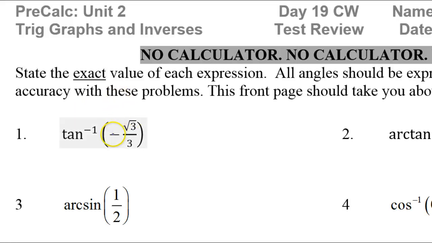In this video, we will practice our inverse trig relationships. Remember that an inverse trig function is just an angle. It's the angle, for example, the inverse tangent is the angle whose tangent is negative radical 3 over 3. Now, don't forget that radical 3 over 3 is the same thing as 1 over radical 3, in case you learned it that way. Ignore the negative sign for a minute.